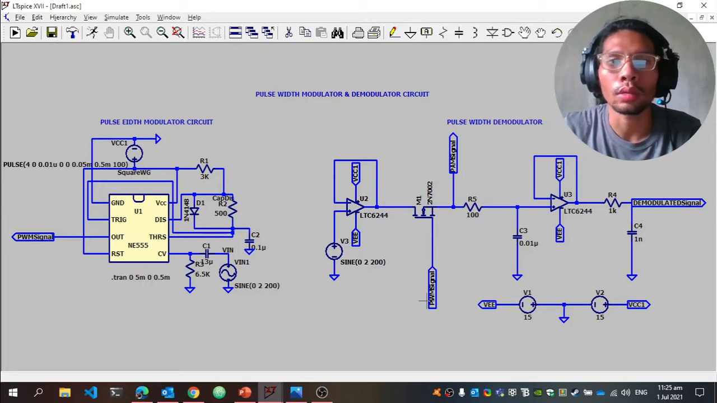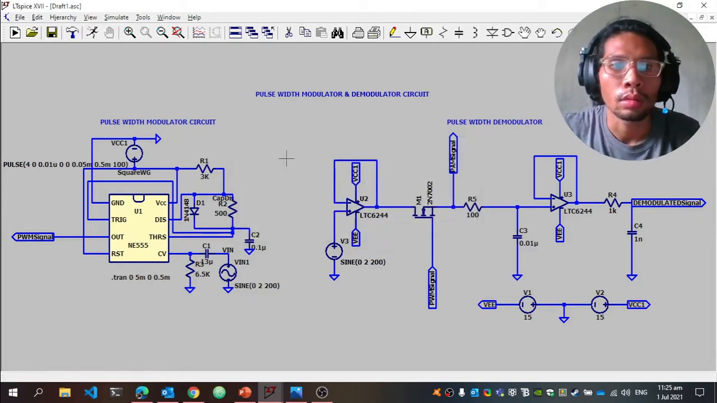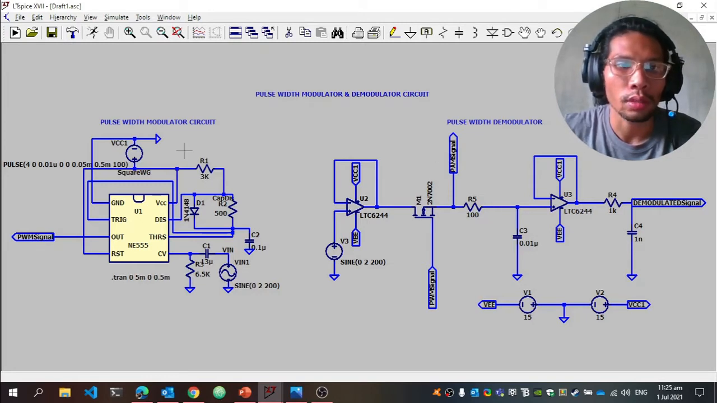So this is the complete pulse width demodulator circuit, consisting of the pulse width modulator and the pulse width demodulator circuit. In this design, we use the technique of converting from pulse width to pulse amplitude, then from the pulse amplitude the demodulated signal will be extracted from the pump signal. So first is the pulse width modulator circuit.